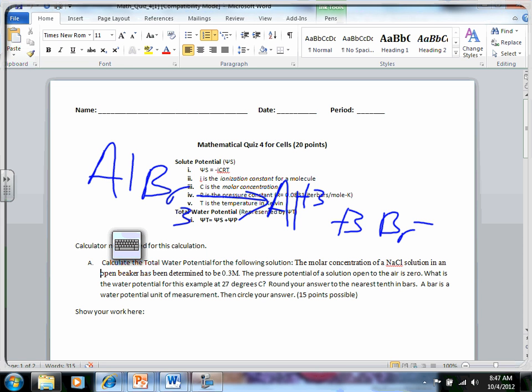So 1 formula unit of aluminum bromide gives me 4 moles of ions in solution. So my ionization constant is 4. Does that make sense? Everybody can do that. So if it's a sugar, what do we say the ionization constant is? 1. If it's a salt, you have to do this and figure out how many ions I get from 1 formula unit of that particular thing. Not too bad, right?